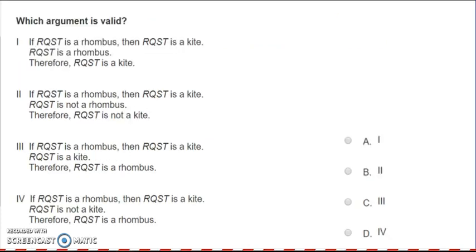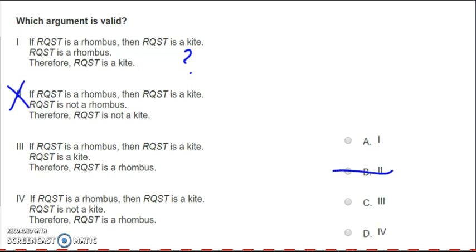Which argument is valid? If RQST is a rhombus, then it's also a kite. RQST is a rhombus, therefore RQST is a kite. That makes sense. I think that might be my answer. If RQST is a rhombus, then it's also a kite. RQST is not a rhombus, therefore RQST is not a kite. Well, we don't know, again, we're not assuming anything, so we're going to take that one out because we can't assume it's not.